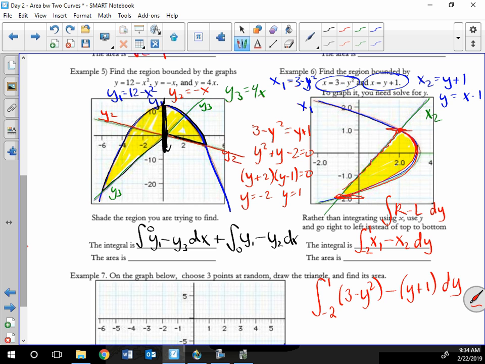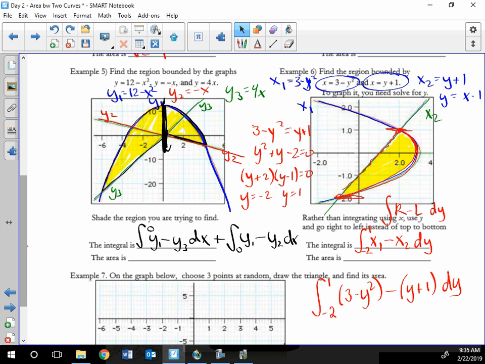So again, when you're doing dy, your functions need to be in terms of y, so it should be x equals, and your bounds need to be in terms of y. When we're doing everything in terms of x, your functions need to be in terms of x, so y equals, and then your bounds in terms of x. Integration techniques are still the same, just when we're integrating with respect to y, it's the area between the y-axis and the curve, whereas with respect to x, it's the area between the x-axis and the curve. Questions with that?